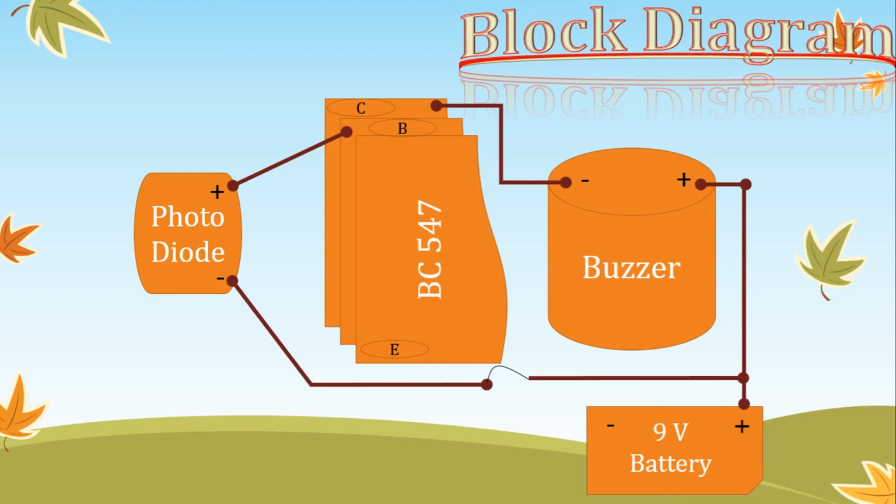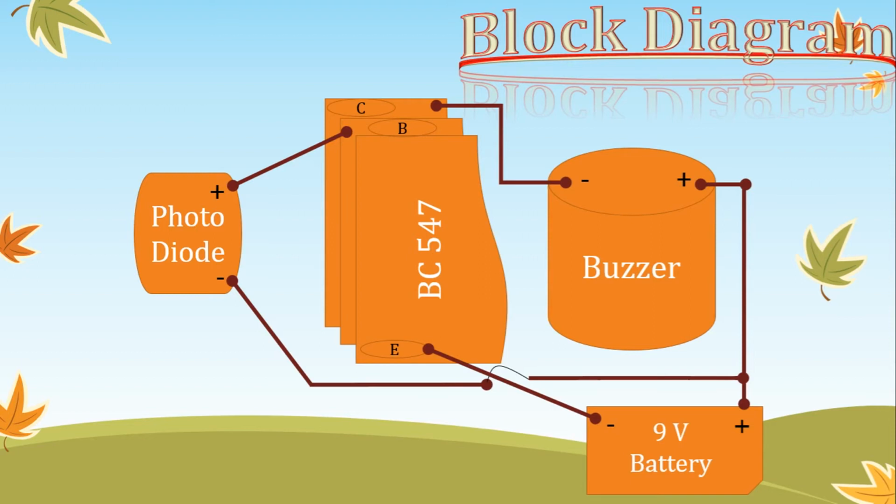Both are equivalent. And finally, we can connect the emitter terminal of the BC547 transistor to the negative terminal of the battery. So this completes the internal connection of the components of this project.